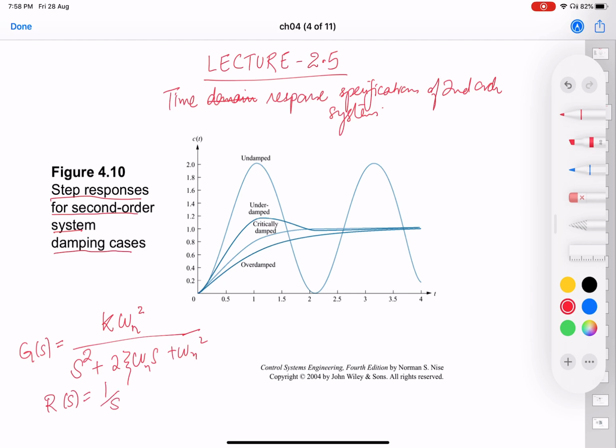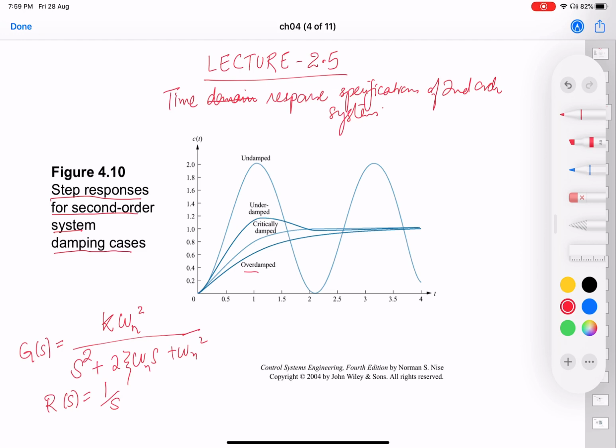And we have seen that for stable second order systems, that is the case in which the poles of the system are on the left half plane, we'll have four types of responses for different values of zeta. Undamped response for zeta equal to 0, an underdamped response for zeta between 0 and 1, a critically damped response for zeta equal to 1, and an overdamped response for zeta greater than 1.